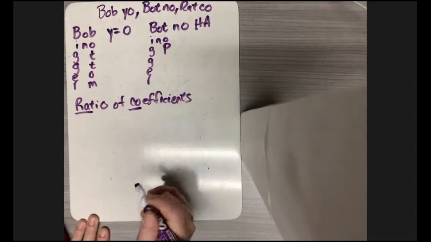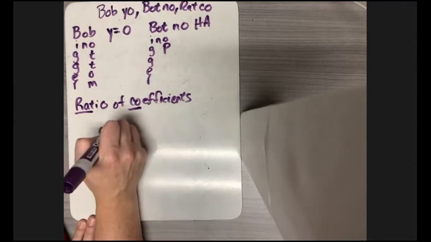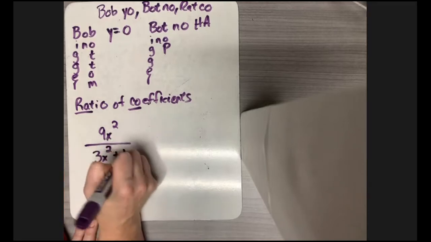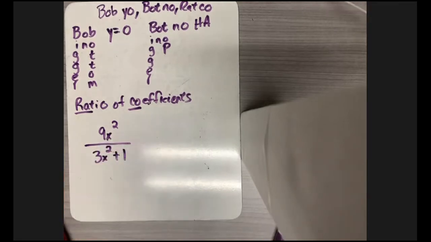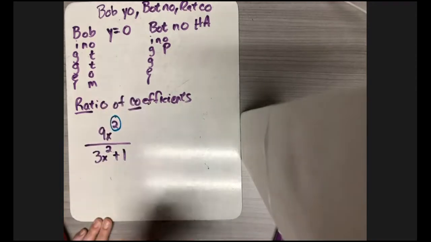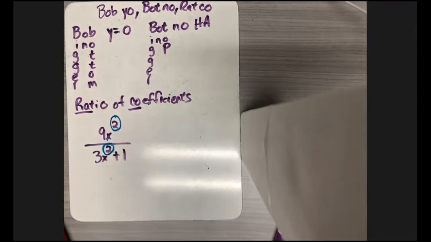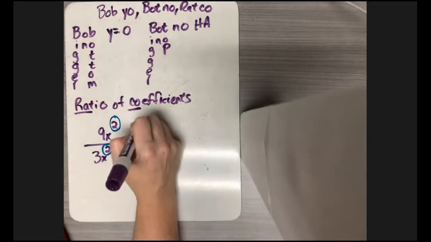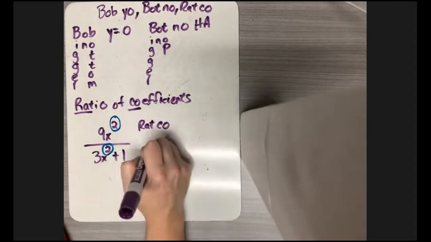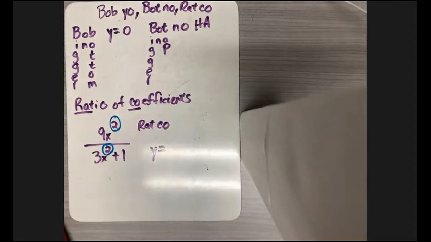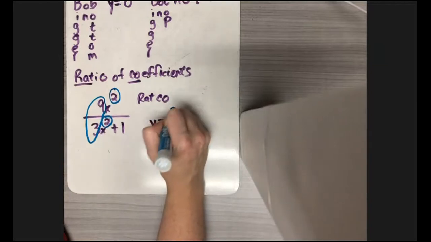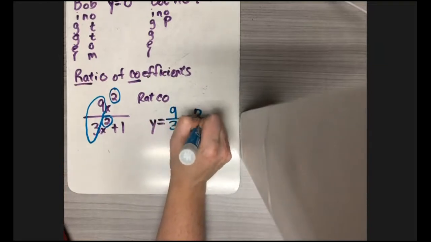The first one that we're going to look at is 9x squared over 3x squared plus 1. So when we're looking, the biggest power on the top is a 2. The biggest power on the bottom is also a 2. So these match, so this is going to be RAT CODE. So this is a RAT CODE situation, which means we're looking at y equals, and we're going to grab these numbers right out here in front of those biggest power things. This is going to be 9 over 3, which will reduce to 3.